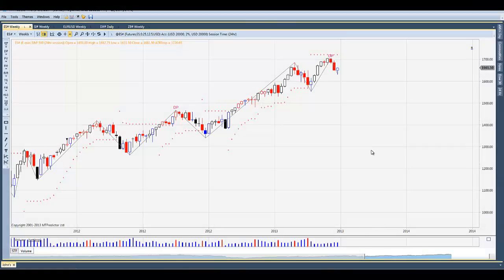This is the MTPredictor weekly market update for August 25th. So I'm just going to give you a quick overview of the software here and then a quick overview of the markets. We did a little more detailed analysis last week, so we'll go fairly quickly through these. But again, this is MTPredictor version 7.5, the latest build.